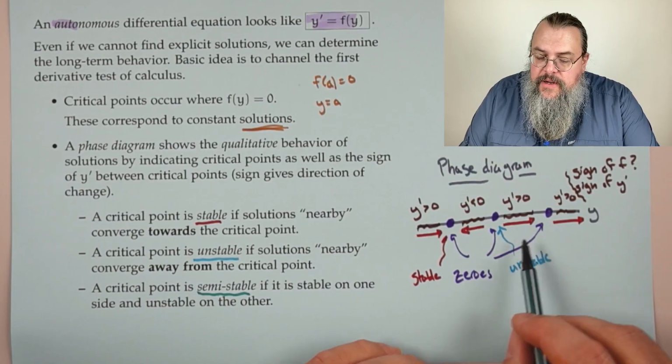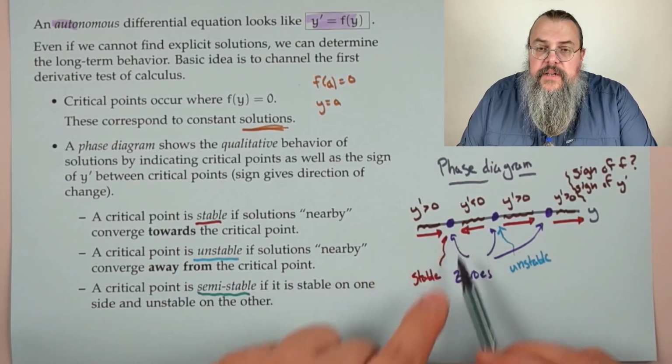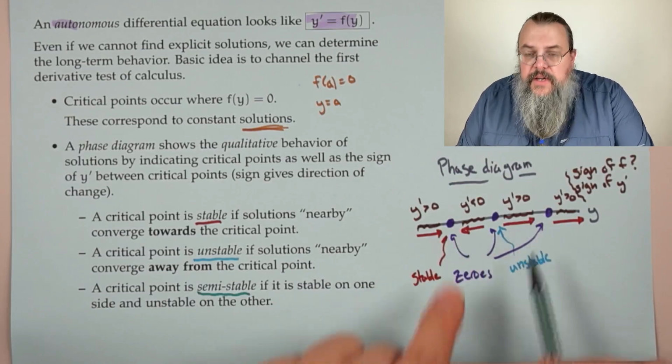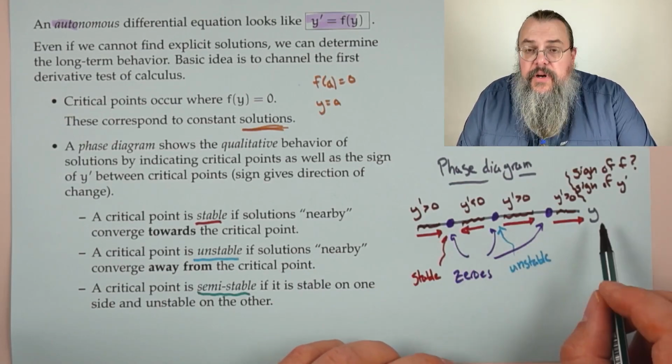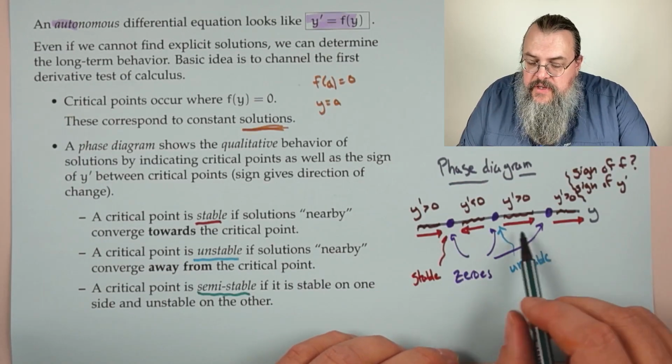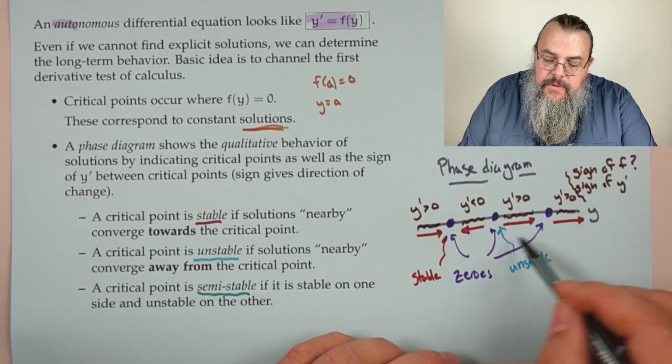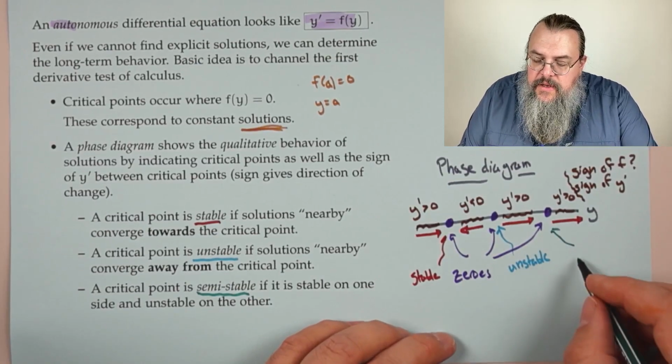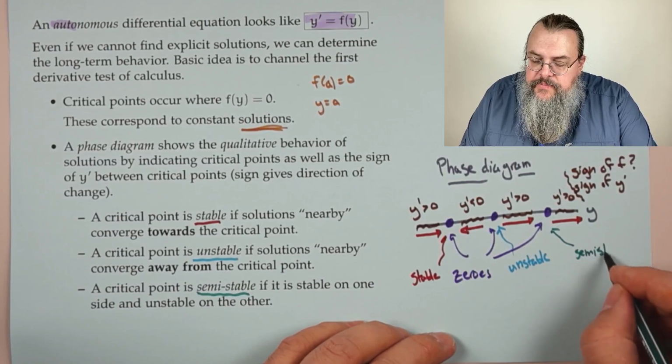But you can think of it in terms of the arrows, right? Arrows pointing in, stable. Arrows pointing out, unstable. Arrows pointing in the same direction. So here they both point up, but you can also both point down. And that would be our semi-stable.